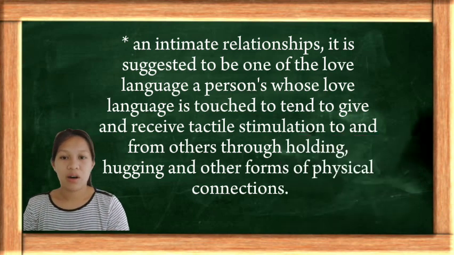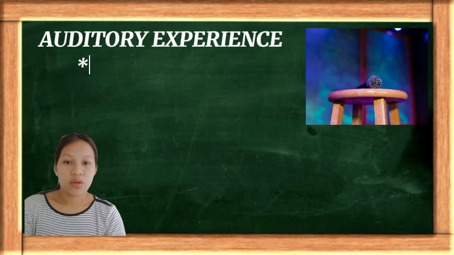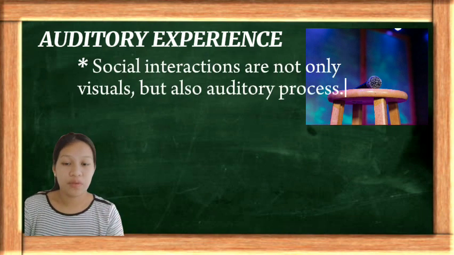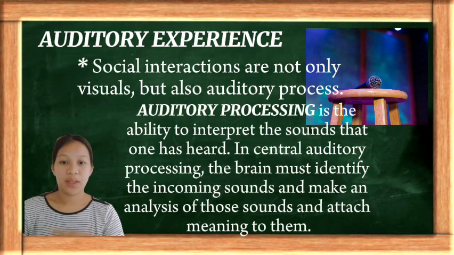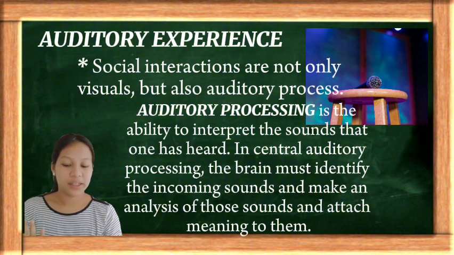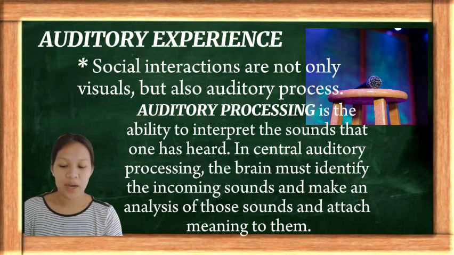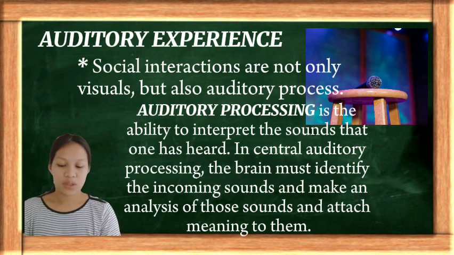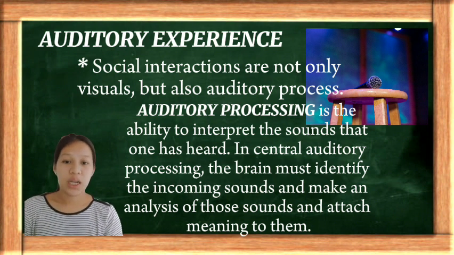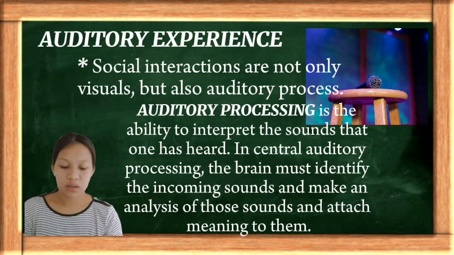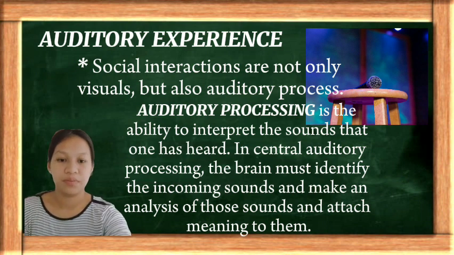So lastly is the auditory experience. Social interactions are not only visual but also auditory processes. When we say auditory processing, it is the ability to interpret the sounds that one has heard. In central auditory processing, the brain must identify the incoming sounds, analyze them, and attach meaning to them. So sexual activities are also a verbal communication process.